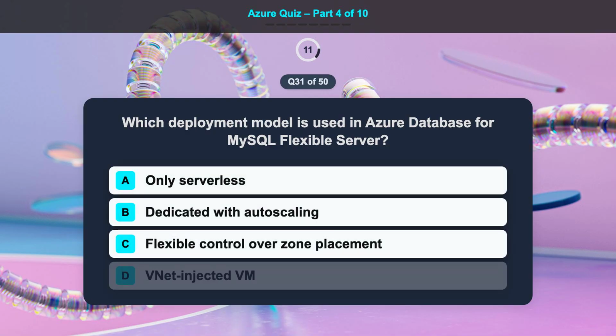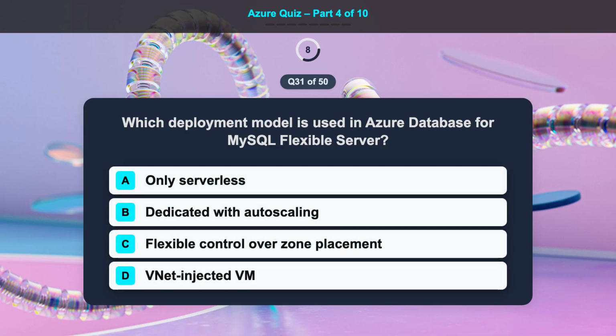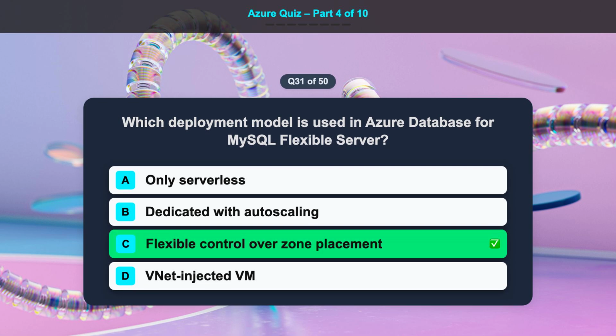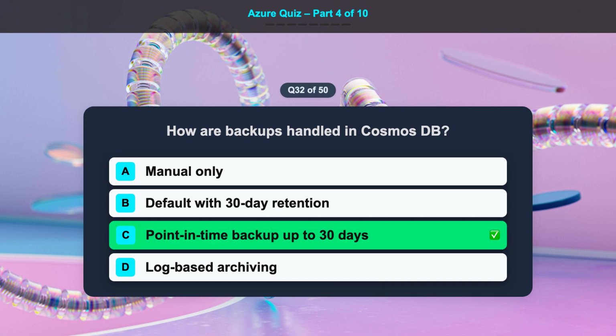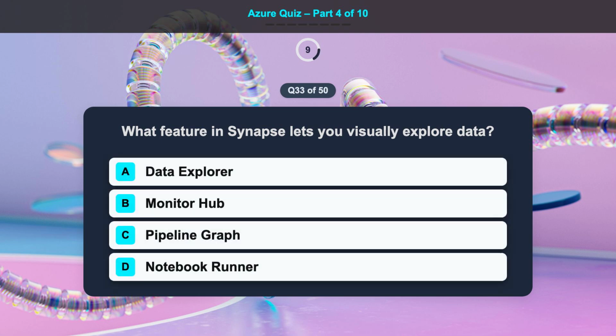Question 31. Which deployment model is used in Azure Database for MySQL Flexible Server? Question 32. How are backups handled in Cosmos DB? Question 33. What feature in Synapse lets you visually explore data?